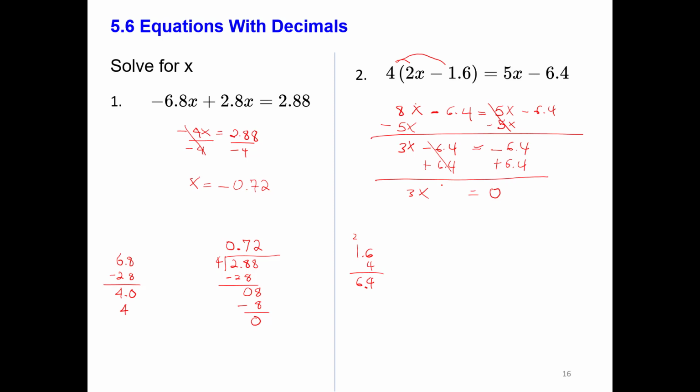We don't need to write the plus 0 here because adding 0 gives the same number, 3x. But here it's important to write it because we don't have any other number. Negative 6.4 plus 6.4 equals 0. What we have here is 3x equals 0. Divide by 3, divide by 3. Cancel out, and x equals 0 divided by 3. We know it's 0. So the solution for this equation is 0. And the solution for the previous equation is negative 0.72.